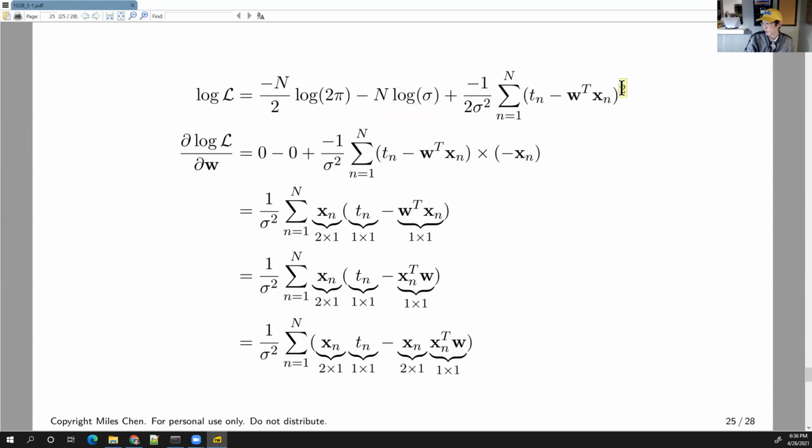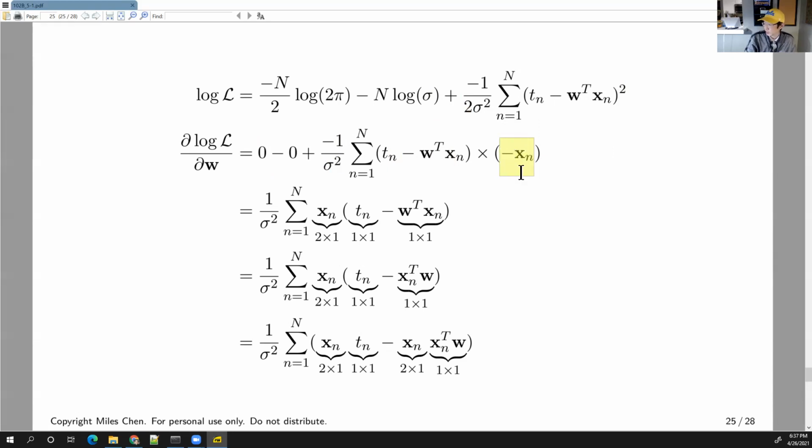The square term here is going to cancel out when I take the derivative of it. The 2 is going to cancel out with this 2. So I'm left with -1 over sigma squared, and this, so I get t minus w transpose xn. And then I apply the chain rule to this term here, so with respect to w, I'm going to multiply this by negative xn.